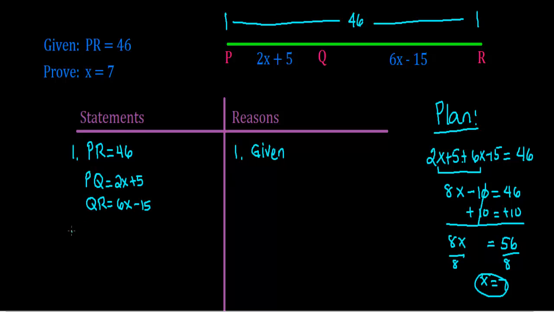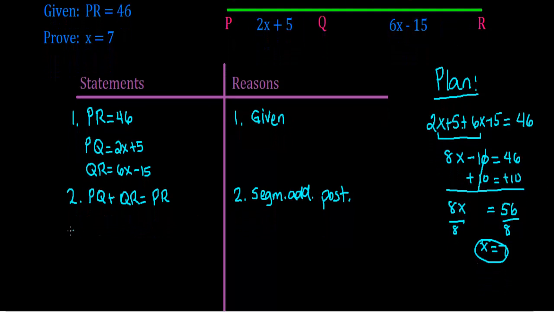Okay? The next thing I did in my plan is I said I'm going to use the segment addition postulate. So before I write out my equation, I'm going to write the segment addition postulate. I'm going to say that PQ plus QR is equal to PR. And how do I know that? By the segment addition postulate.